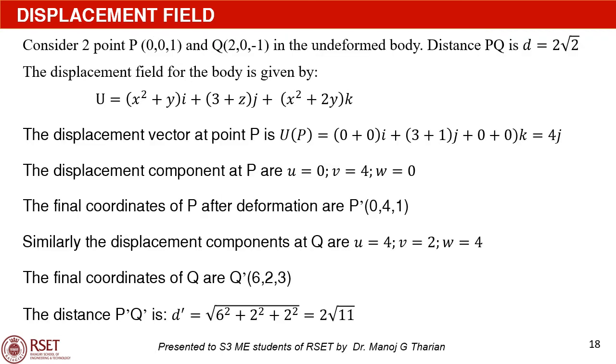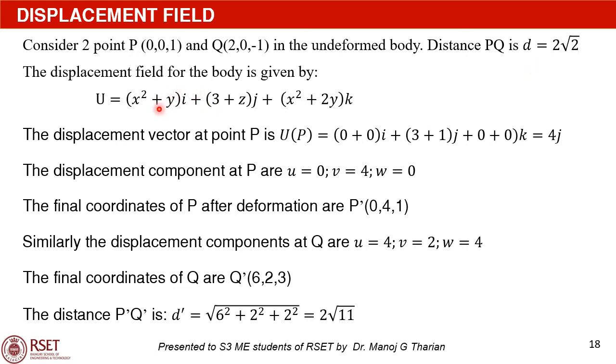Now we will see another example where we consider 2 points P and Q. We will see the distance between points P and Q before deformation and after deformation. Let the coordinates of P be 0, 0, 1 and that of Q be 2, 0, minus 1 in the undeformed body. Using the distance formula in coordinate geometry, we can find the distance between P and Q as d is equal to 2 root 2.